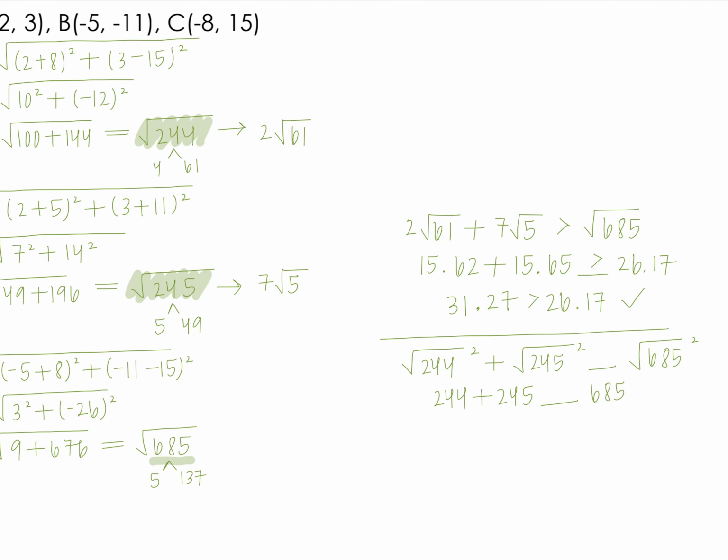So when I add these together, we're going to get 489, which is going to be less than that 685. And so therefore, this is going to be an obtuse triangle.